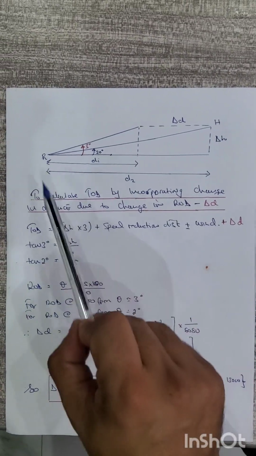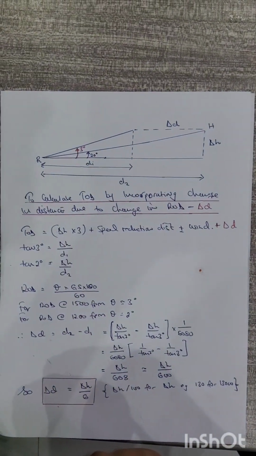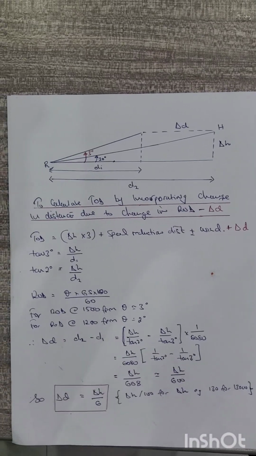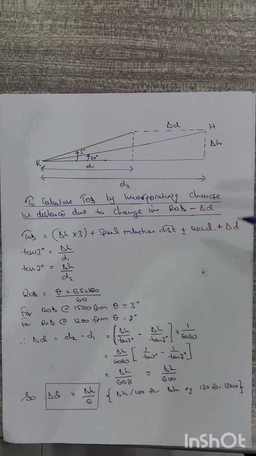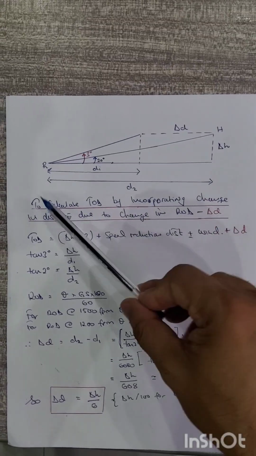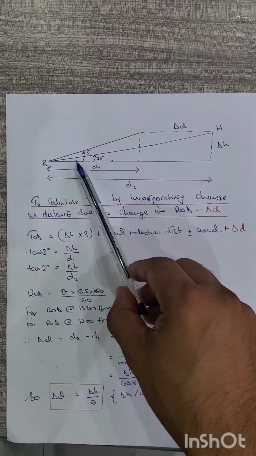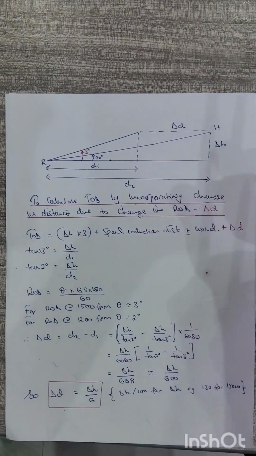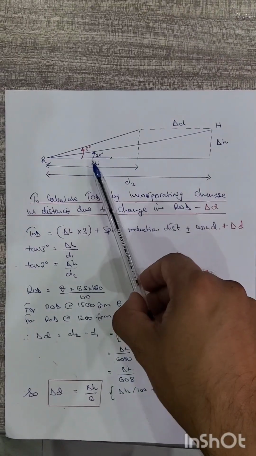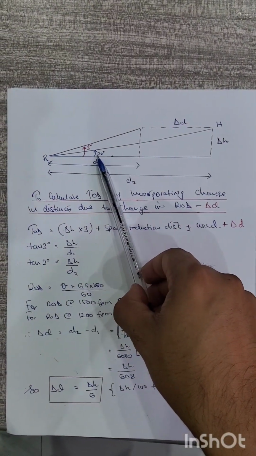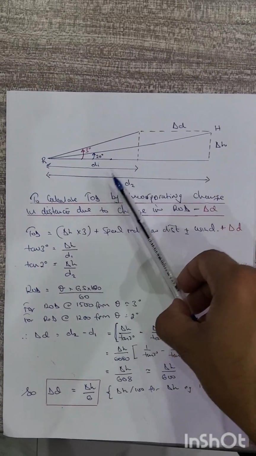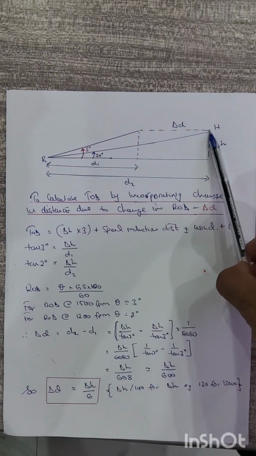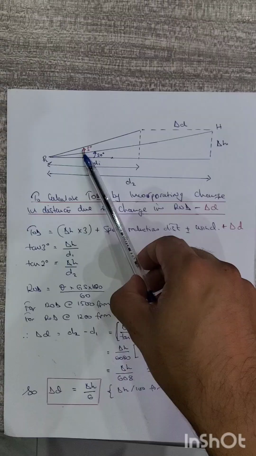Now, if we reduce the rate of descent, that's where the study which I was doing came about. If I reduce rate of descent, what I'm going to see is that the angle of descent decreases. Because if we reduce the rate of descent, we will start our descent earlier compared to when we were at, let's say, 3 degrees.